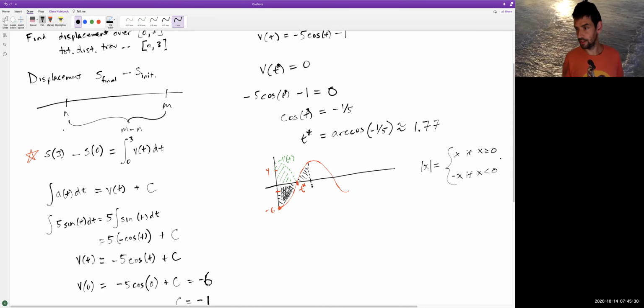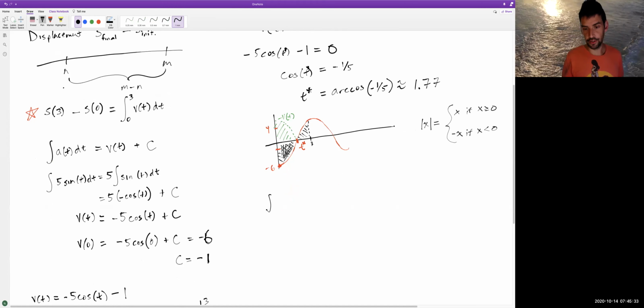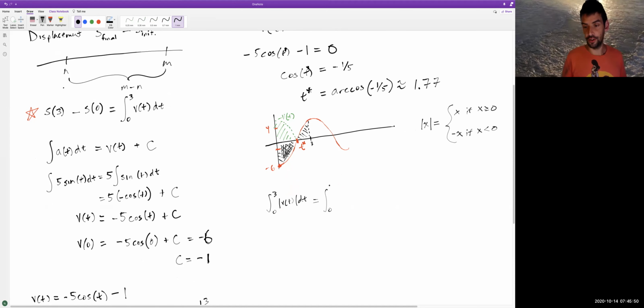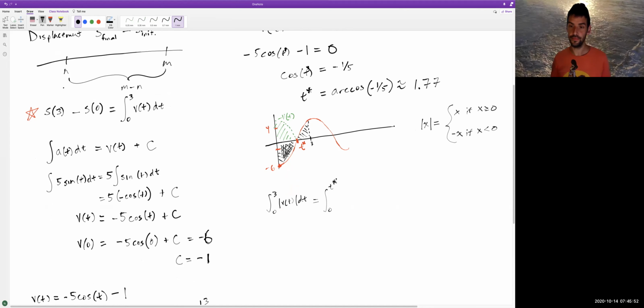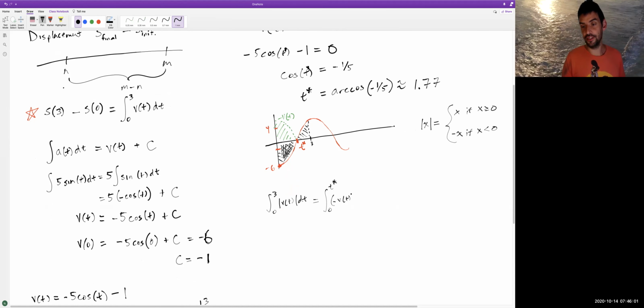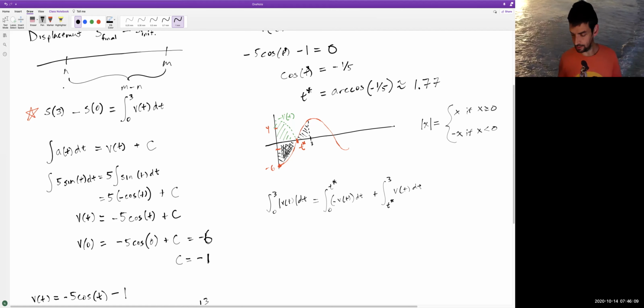We want the integral from 0 to 3 of the absolute value of v of t dt. That's like our definition of displacement, taking the absolute value, or sorry, total distance. How it works out is I'm going to go 0 to t star, this number about 1.77. I'm just writing t star, of negative v of t dt plus t star to 3 of v of t dt.